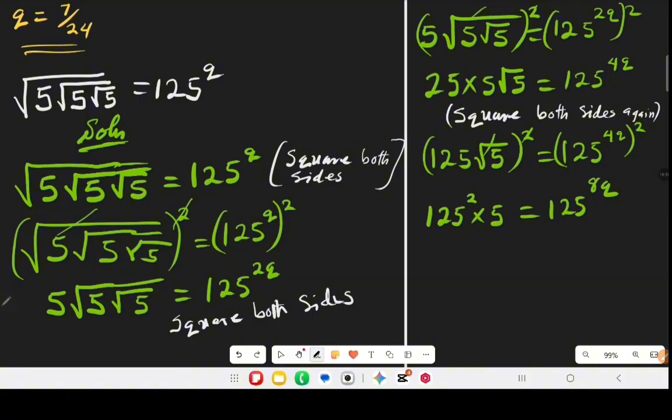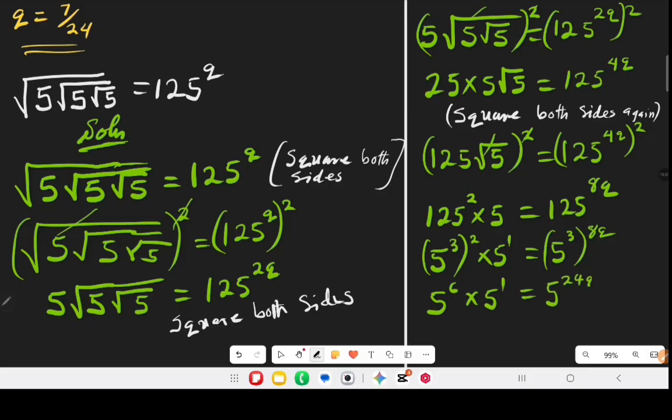Then we continue. We can express everything in base 5. And when we express everything in base 5, 125 we change to 5 raised to the power of 3, all raised to the power of 2, times 5 raised to the power of 1, equal to 5 raised to the power of 3 all raised to the power of 8q. We can multiply the powers. We have 5 raised to the power of 6 times 5 raised to the power of 1 equal to 5 raised to the power of 24q when we multiply 3 times 8q.